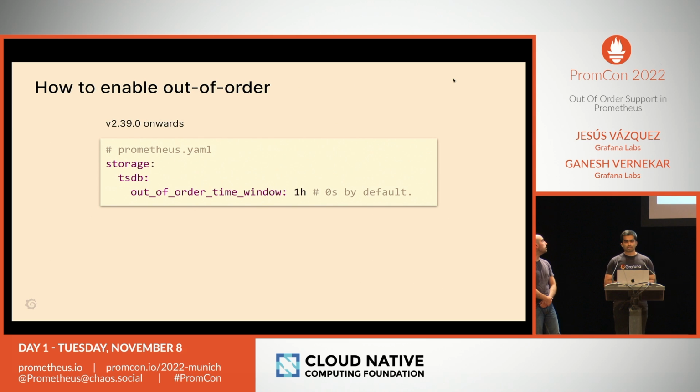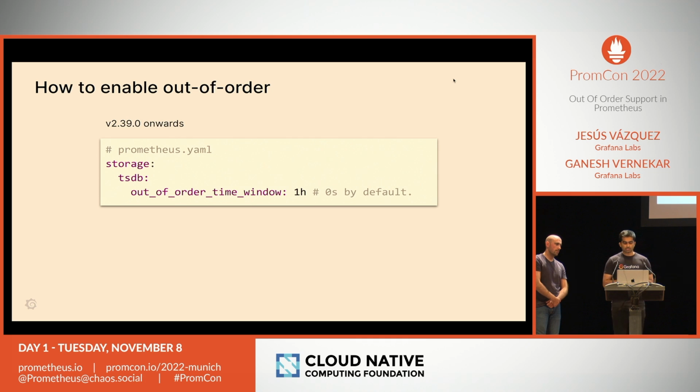So how do you enable this feature? From version 2.39 onwards, this feature is available, and though you don't need to use the experimental feature flag explicitly on the CLI, the feature is right now experimental, and you configure this in your configuration file, which means if you want to change this out-of-order window, you can do it during runtime.